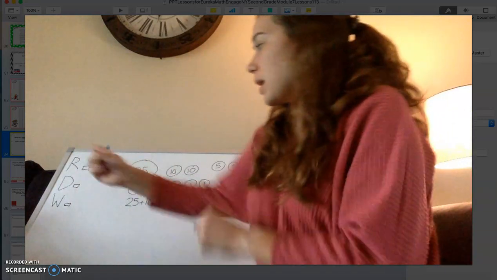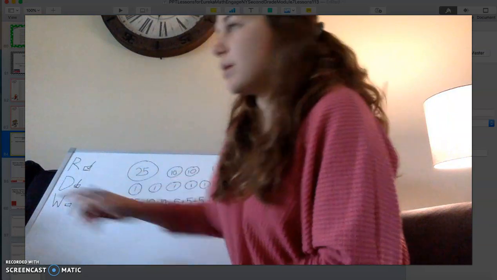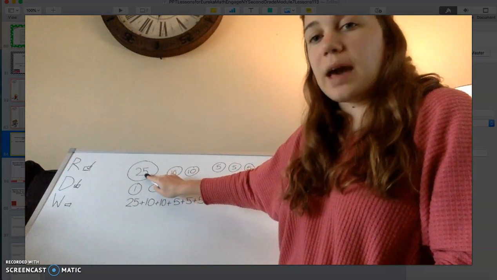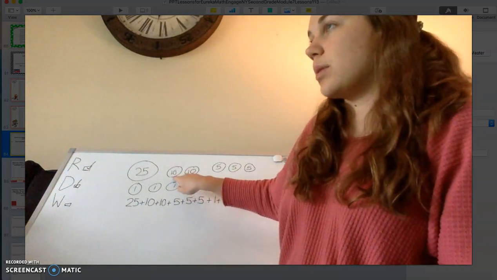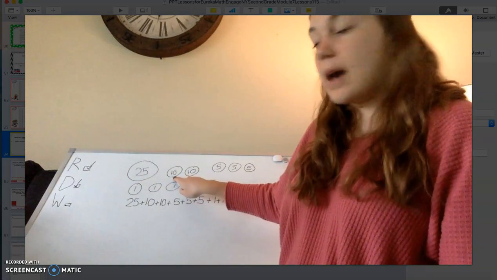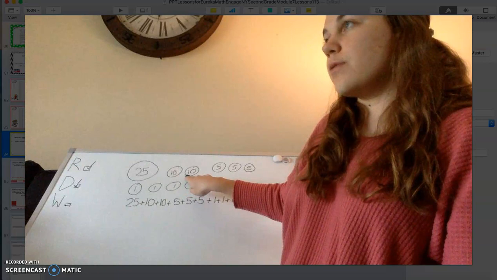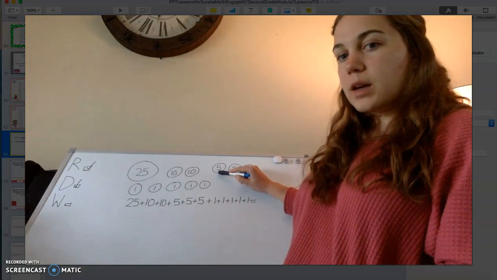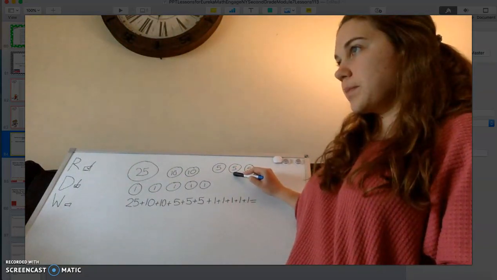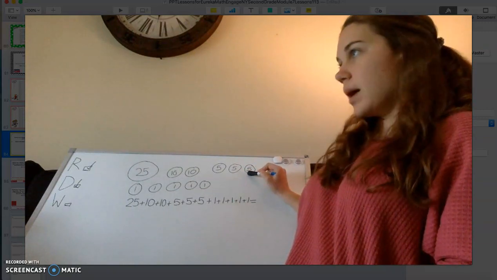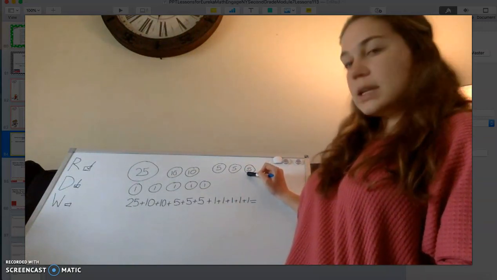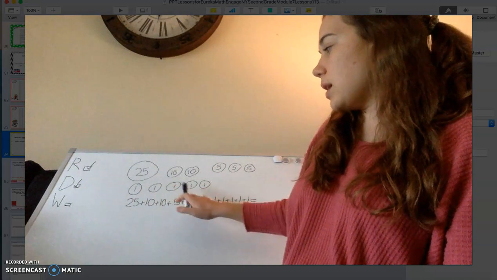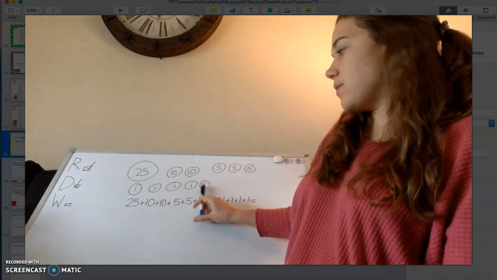So let's figure this out. We've read our problem, and I've drawn my picture. Now we need to figure out our answer and write our sentence. So let's start with 25. Now we have to add 10 more. So then what do we get? Good, 35. Then what? Good, 45. Now we need to add 5 to 45. What do we get? Good, 50 plus 5 more. Good, 55. Now what? Good, 60. Now we're going to count by ones. So 61, 62, 63, 64, 65.